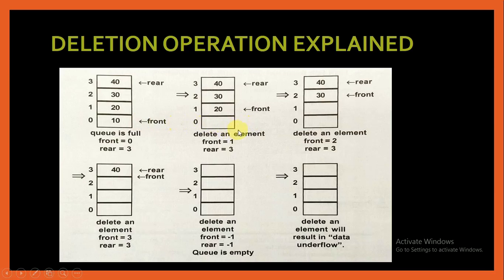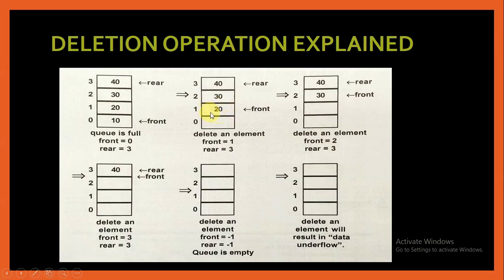So I simply increment front by 1. My front will become 1 and rear will remain unchanged. You can see here rear is 3. Now suppose this is my position of the queue after deleting one element. Now suppose I want to delete one more element further. So in that case, now this is my front of the queue. So this element will be deleted from the queue.